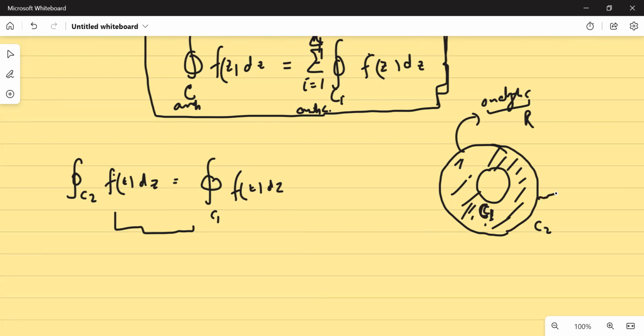Let's say it is difficult to find the integral over C2. What I can do is continuously deform my C2 to C1 and find the integration over C1, provided I am not encountering any singularity in that process of deformation. This is what is known as the principle of deformation of contours. Okay, so this is what is called the principle of deformation of contours.